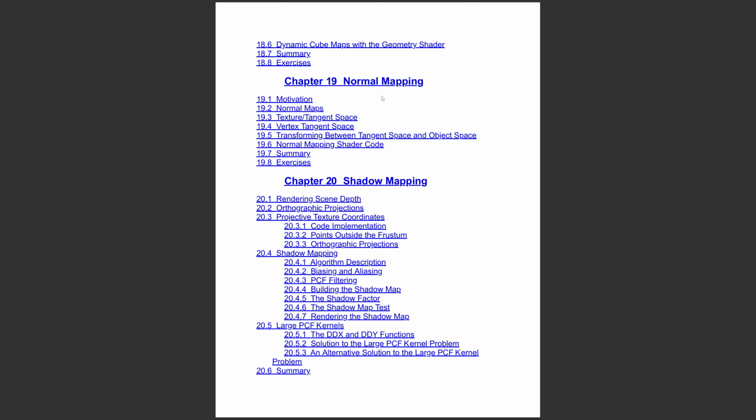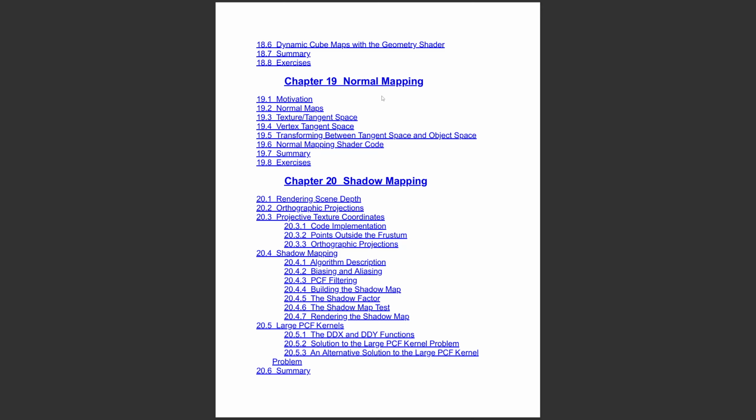And chapter 20 is covering shadow mapping, in which case we'll be rendering scene depth, orthographic projections. We have projective texture coordinates and code implementation of which, and with points outside the frustum and orthographic projections. We have shadow mapping. Okay, chapter and section title being the same. We have algorithm description, biasing and aliasing.